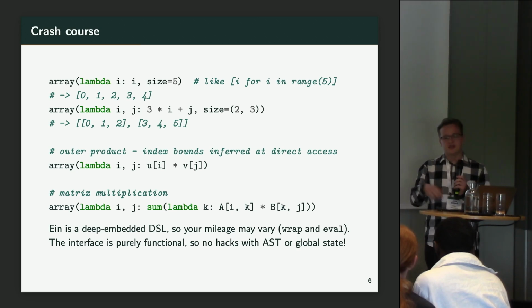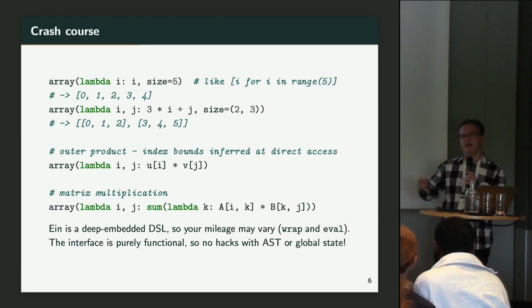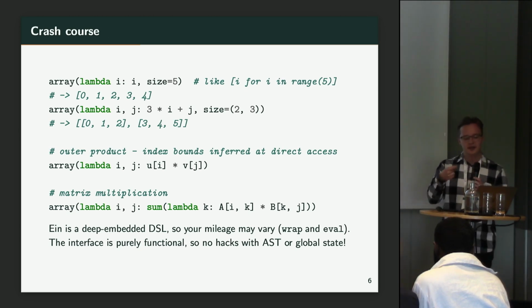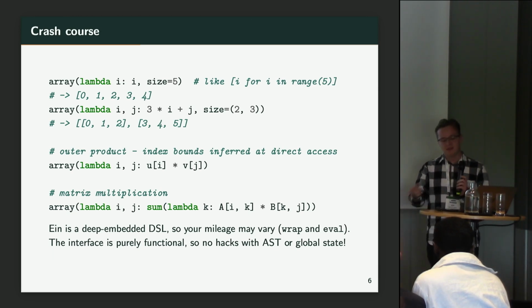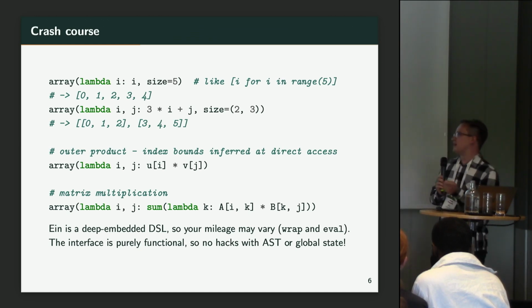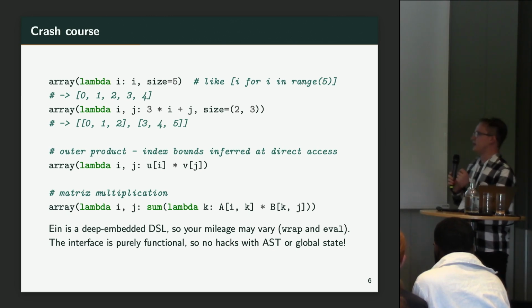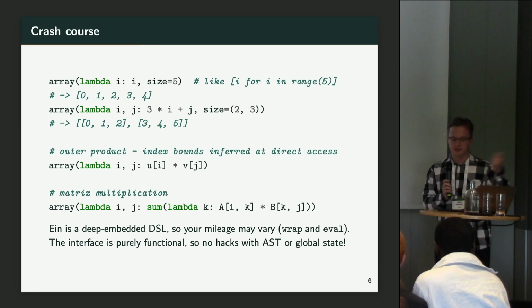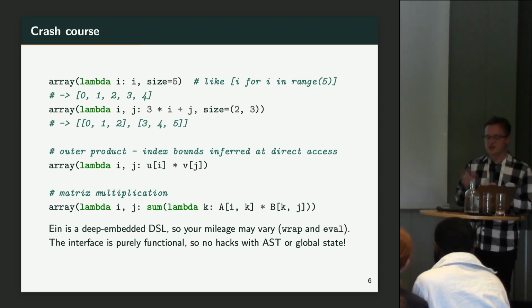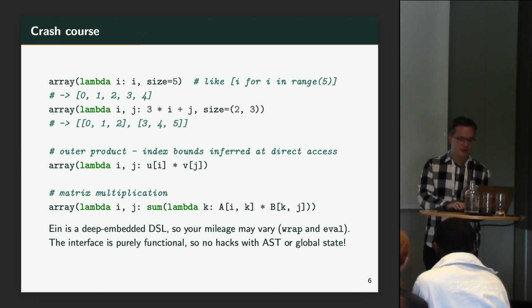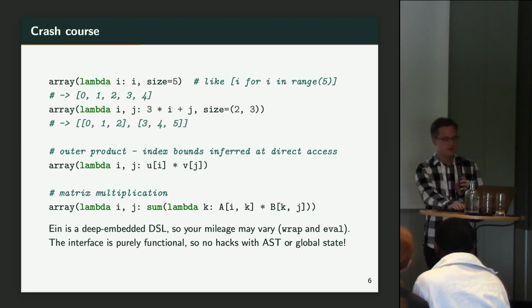In this specific case, this is purely functional, so I'm not just picking a bunch of Python ASTs and doing arbitrary things to them. This is an actually well-behaved deep embedded DSL, which doesn't do weird things. It's deep embedded, so it's closer to Haskell Accelerate. So you have to introduce values to it and then evaluate them explicitly. We're working with a colleague on a different implementation, which will be a bit easier to use, but that's future work.